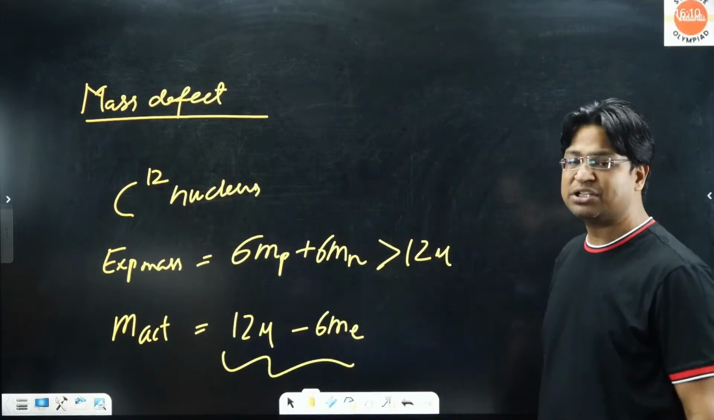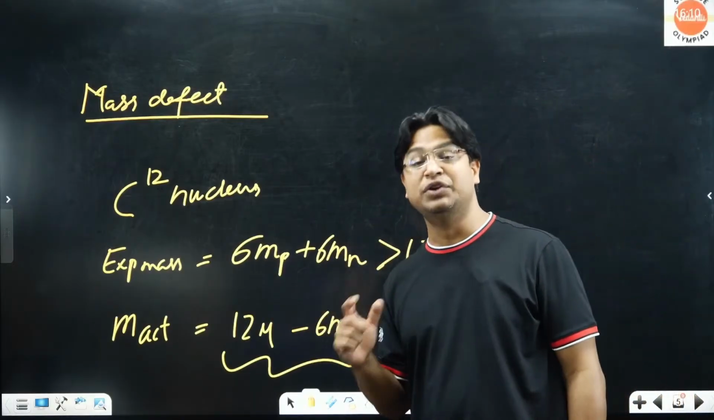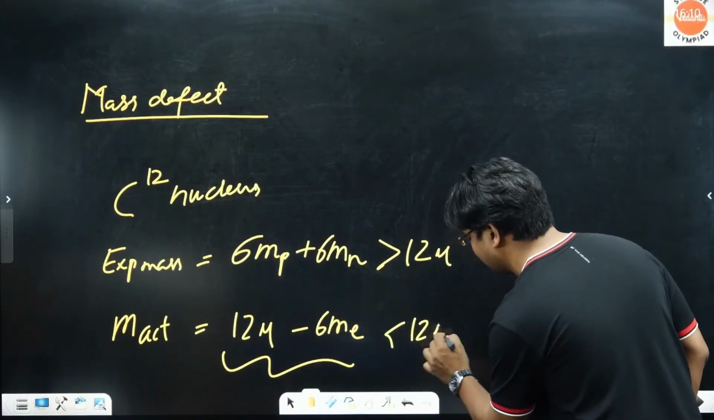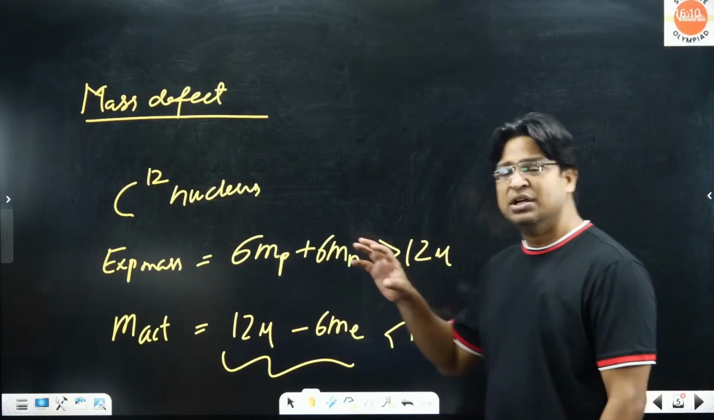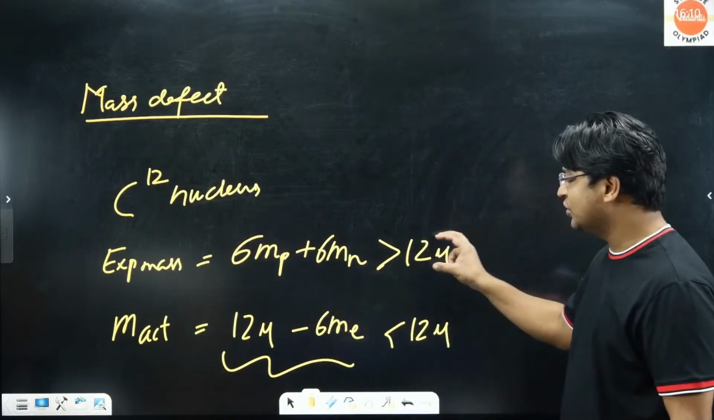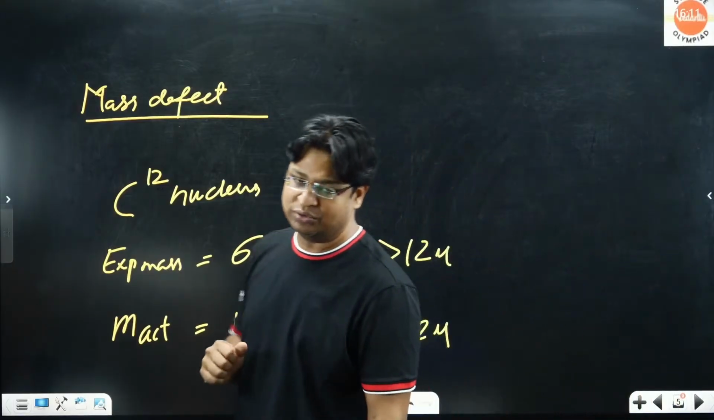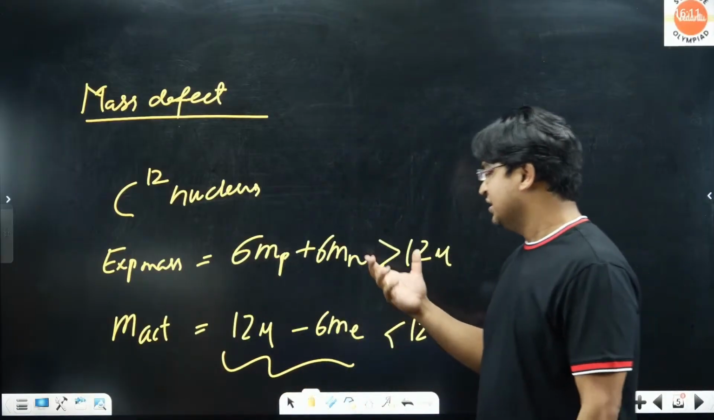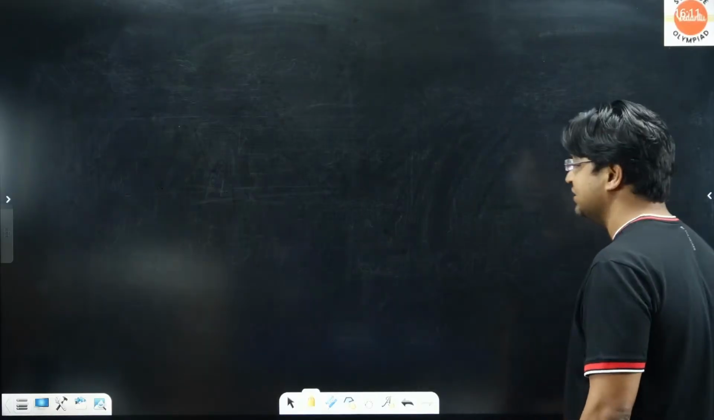I must subtract the mass of electrons from the mass of the atom to get the mass of the nucleus, and this is what we are getting, which is certainly less than 12 AMU, because this is 12 AMU minus something. Okay, so the expected mass is more, the actual mass is less. Where did the mass go? Like how is it happening? If we are expecting this to be the mass, then why is there a difference? So let's try to understand this.